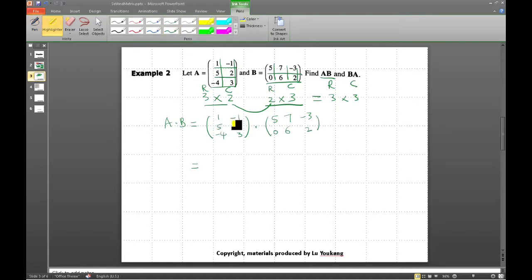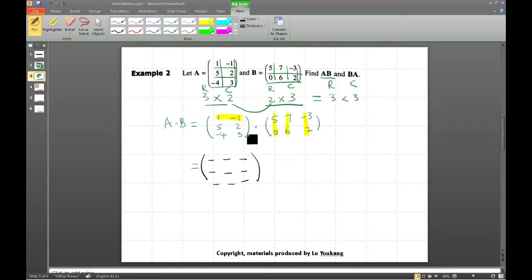Okay, so see how I highlight. First, I will highlight the first row of matrix A and the first column of matrix B. In fact, the first row of matrix A will be multiplied accordingly with the column of B. So after the multiplication of A and B, we should have a 3 times 3 matrix. Therefore, you will have a total of 9 terms. So the first term will come from the first row of A and the first column of B.